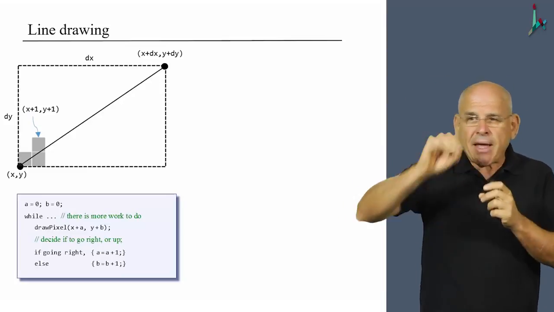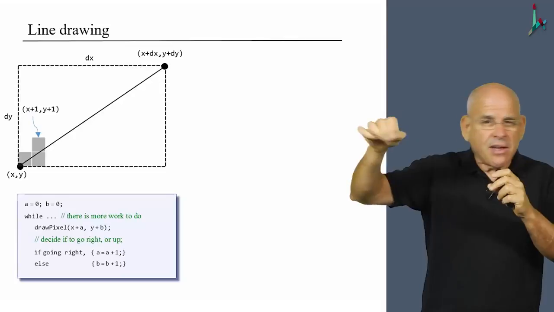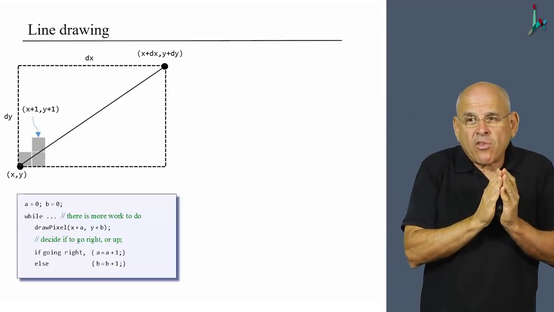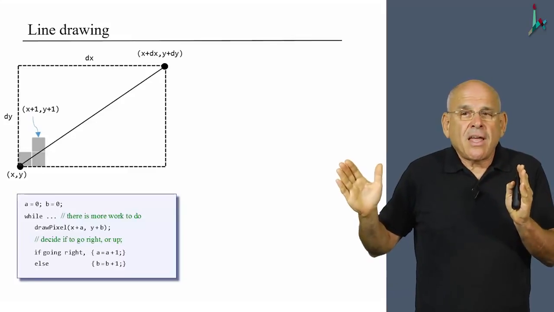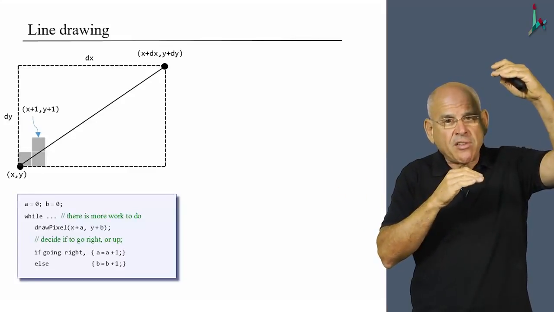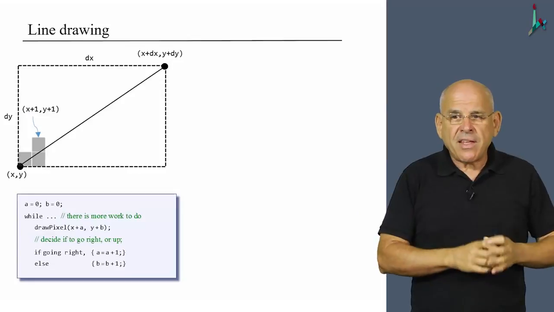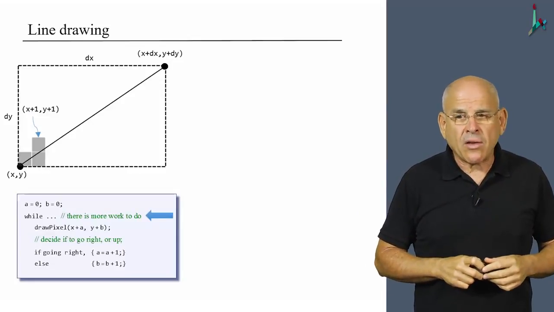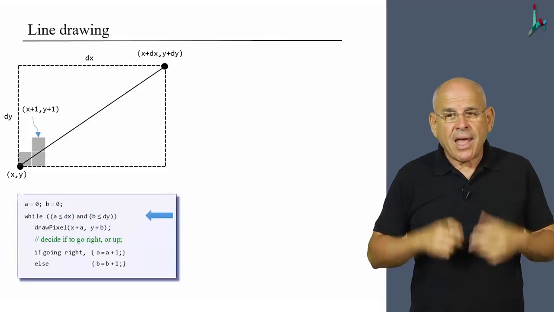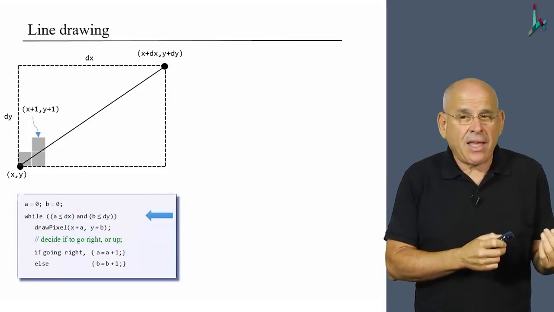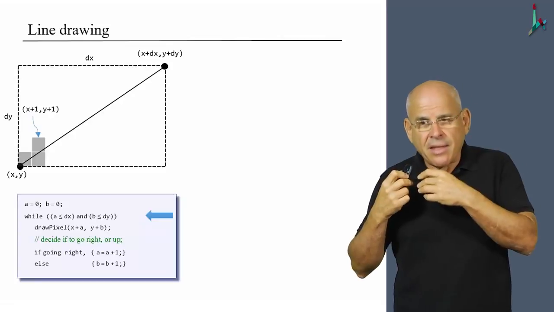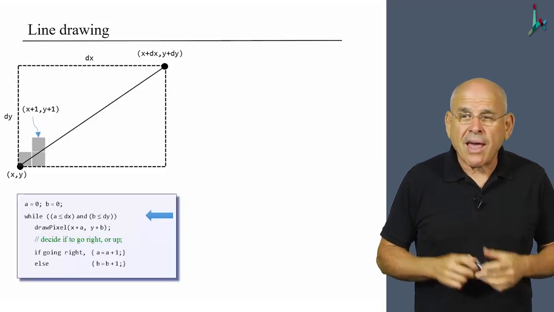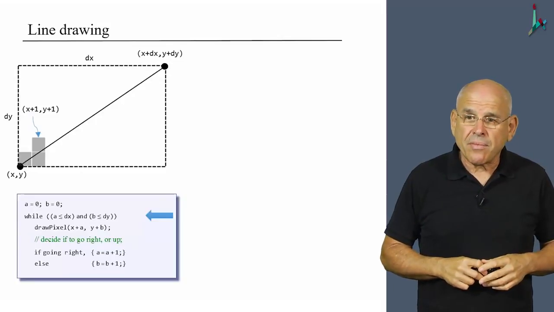And so irrespective of how I'm going to snake around this line, at the end, a is going to make a distance of dx, and b is going to make a distance of dy. And this gives you a clue on how we can implement the while condition. Well, basically, as long as a is less than dx and b is less than dy, I still have work to do. I haven't reached my target yet.